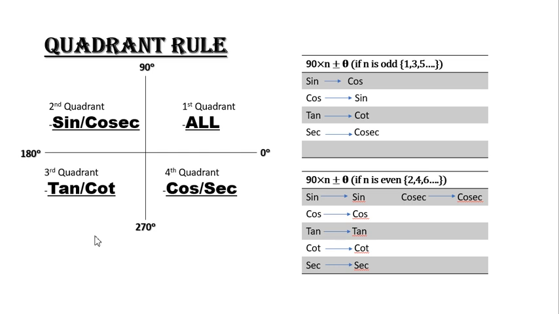Others means sine, cosec, these all will be negative in the third quadrant. In the fourth quadrant, cos and sec are positive, and everything else is negative. So in the first quadrant, everything is positive. Sine, cosec are positive only in the second quadrant. In the third quadrant, only tan and cot are positive. Okay, so this is the quadrant rule.